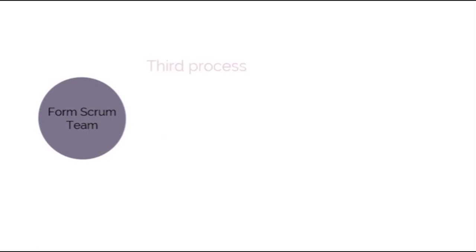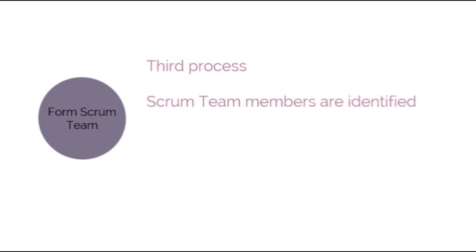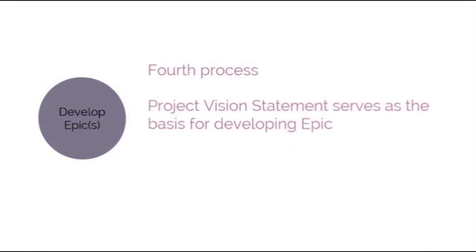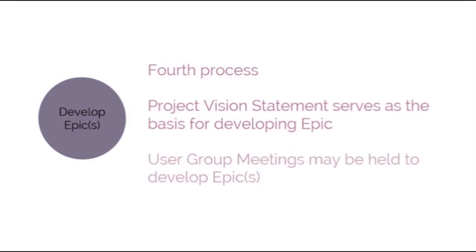Form Scrum Team is the third process in the Initiate phase. In this process, Scrum Team members are identified. Normally, the product owner has the primary responsibility of selecting team members, but he or she often chooses the team in collaboration with the Scrum Master. The fourth process is Develop Epics. In this process, the project vision statement serves as the basis for developing epics, which are large, unrefined user stories. User group meetings may be held to develop epics.